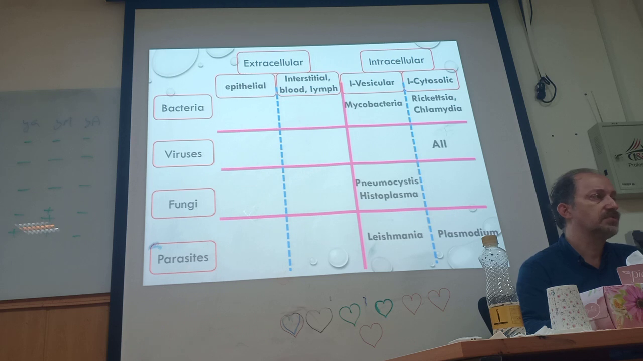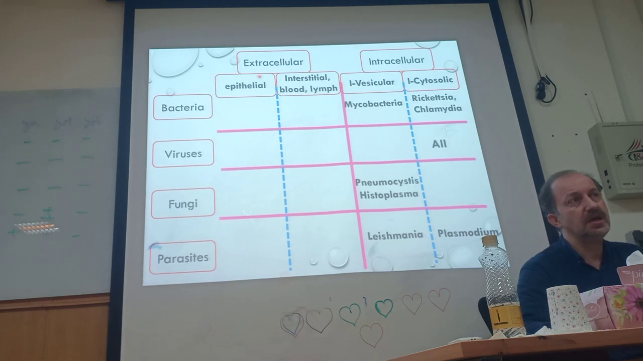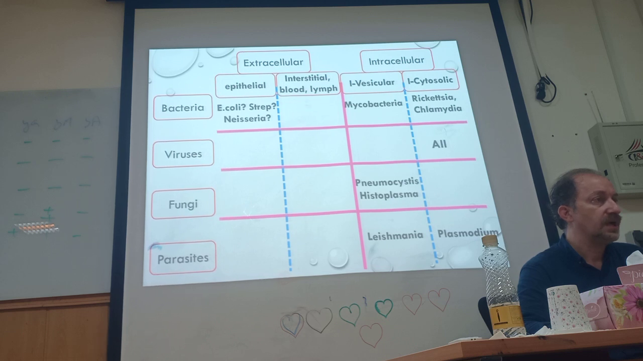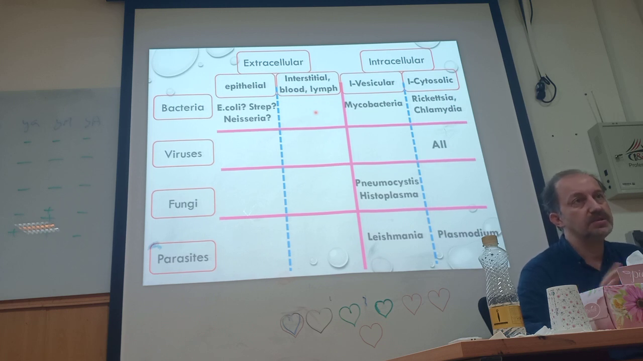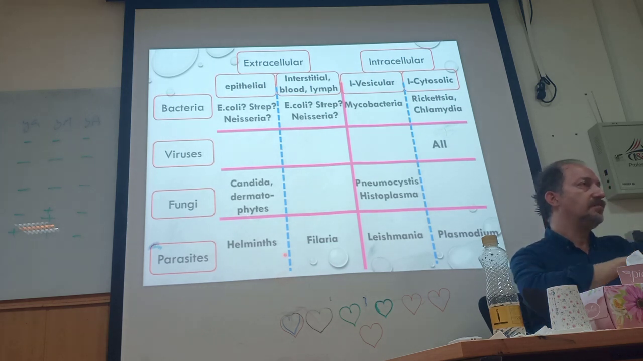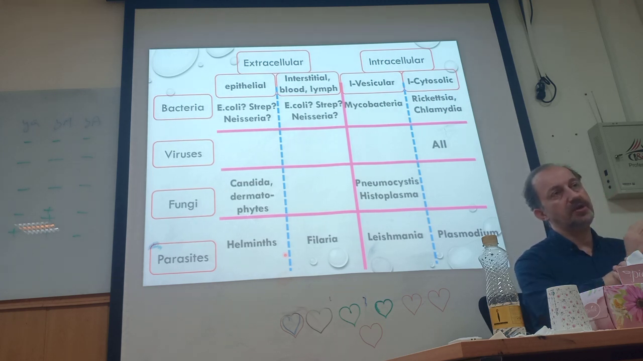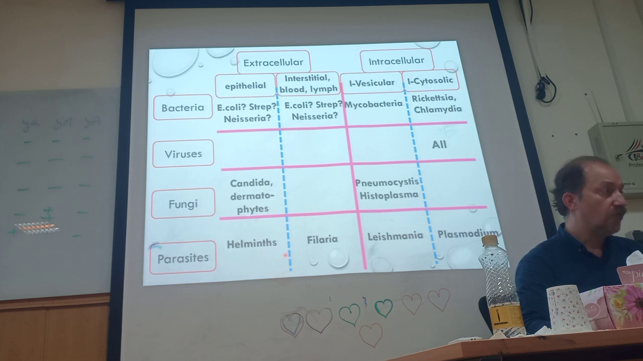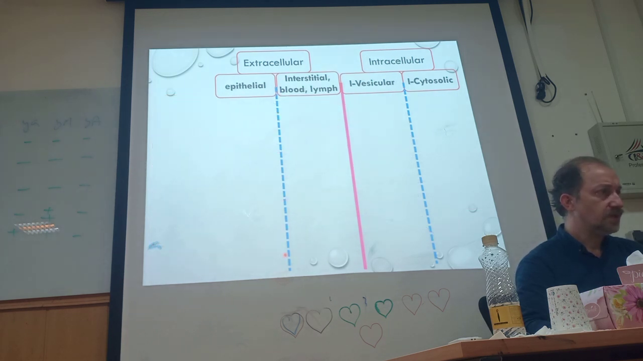What about the extracellular response in epithelial? E. coli, Acinetobacter, Neisseria, all could be epithelial. And again, E. coli, Acinetobacter, and Neisseria could be interstitial, blood and lymph. So there are some responses on both sides. We do not have viruses here because I mentioned that they are only intracellular. For fungi, extracellular, such as Candida and dermatophytes, and for parasites, helminths are here and filaria is here. So this is the main response of the immune system against different pathogens in different categories of bacteria, viruses, and fungi. Okay, let's get back here.